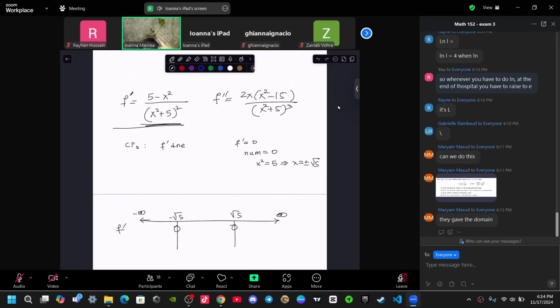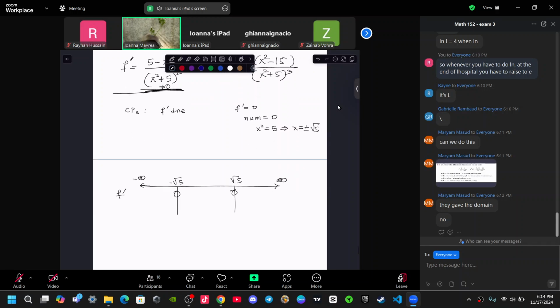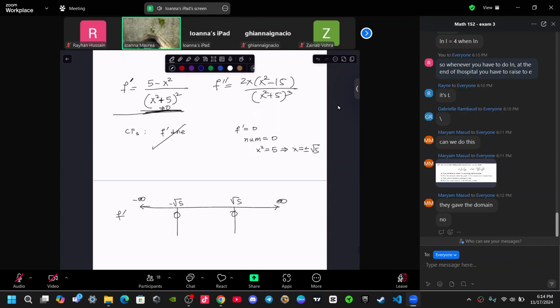So does the derivative not exist? Is there a particular x that makes the derivative undefined in this case? No, right? I mean, look at the denominator. It's a sum of a square plus a positive number. So this is not 0 ever. It's at least 5. So nothing else to worry about.